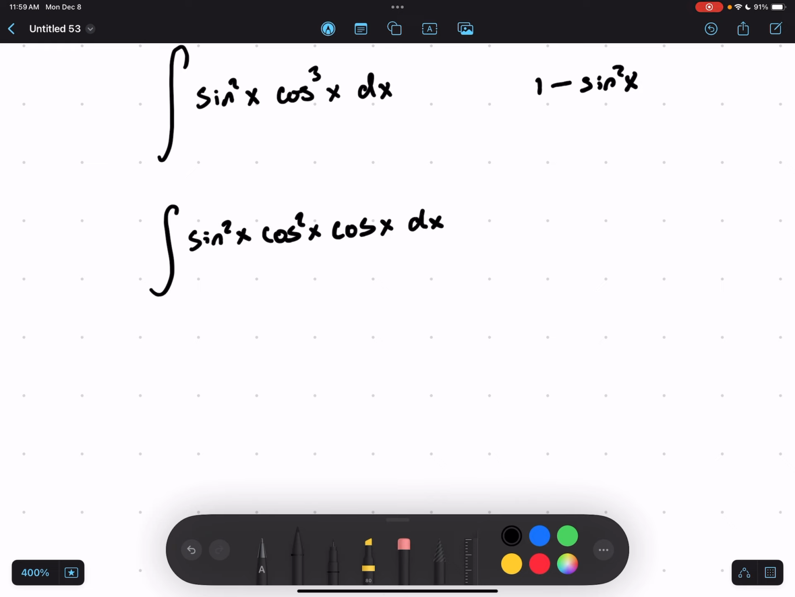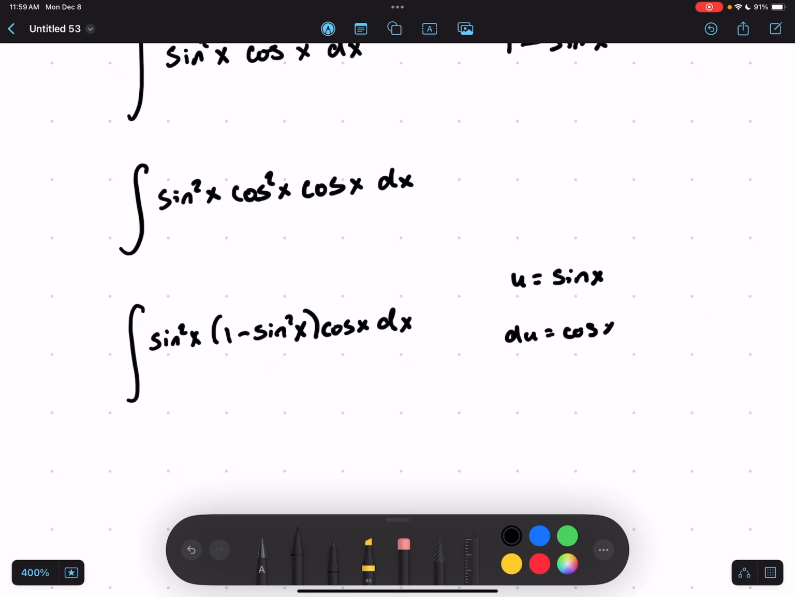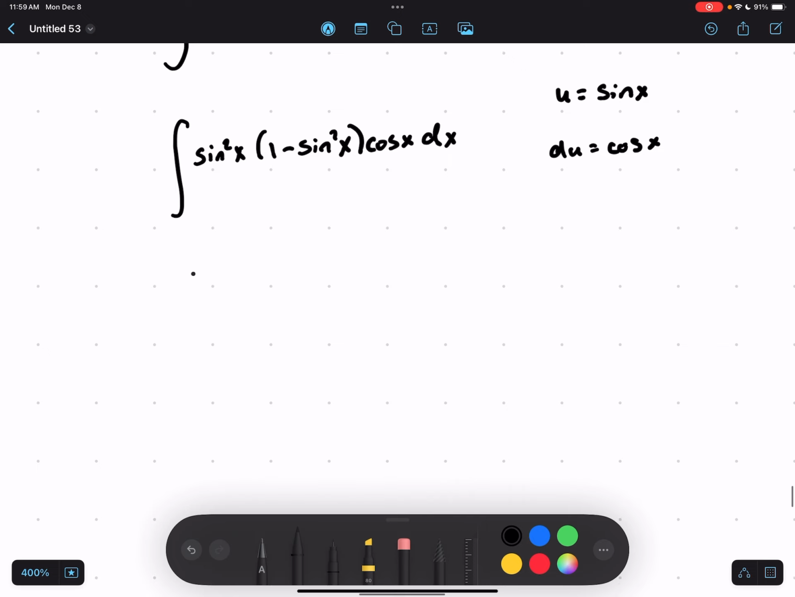And this is kind of the trick to this question, being able to split that cosine cubed up into two different parts, because that allows you to see that you can now write it as sin² x times 1 minus sin² x cosine x dx. And once we're here, now we can set u equal to sin x, du equal to cosine x dx, and that cracks the whole problem wide open.